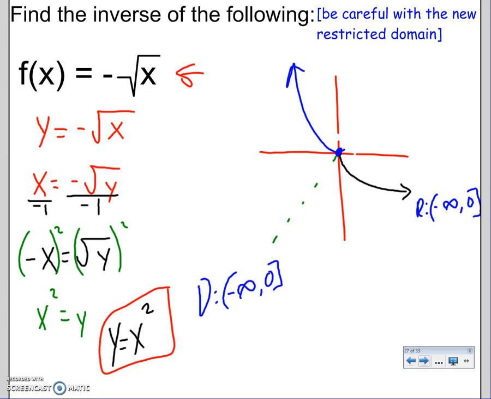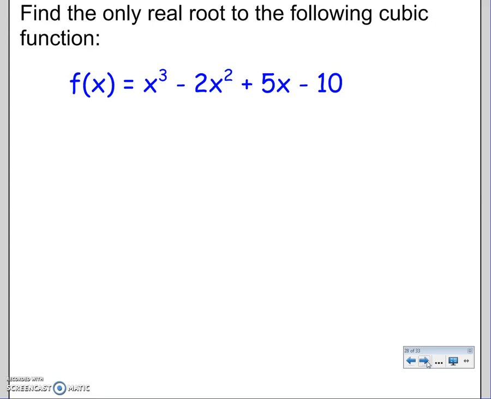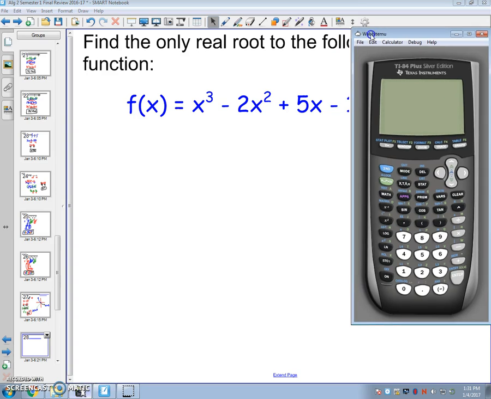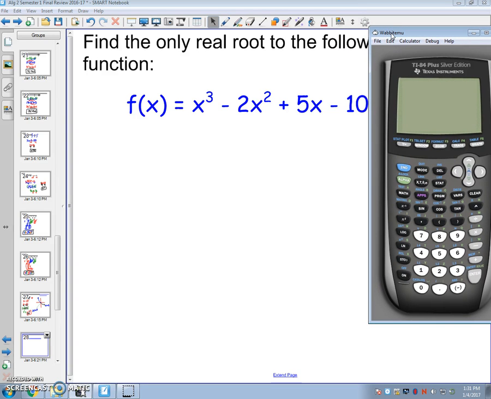You probably have to square, use the correct exponent. Find only the real root. Remember, root is an x-intercept. And for this, instead of showing you by hand, I'll just tell you use a calculator. So in the calculator, f of x, same thing as y. So you just type it, x cubed minus 2x squared plus 5x minus 10. So we're looking for the real root, the x-intercept.